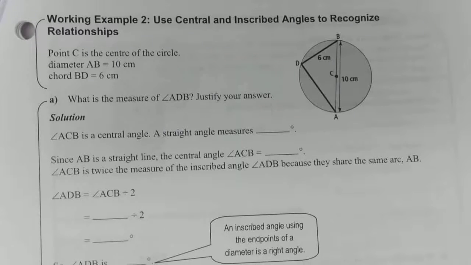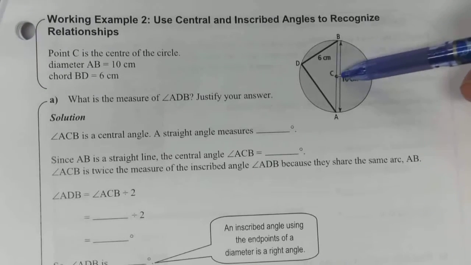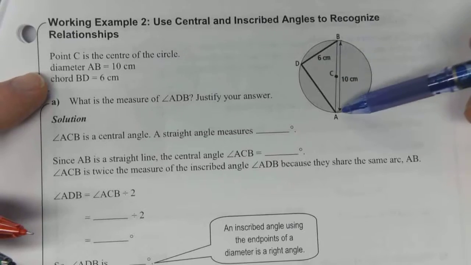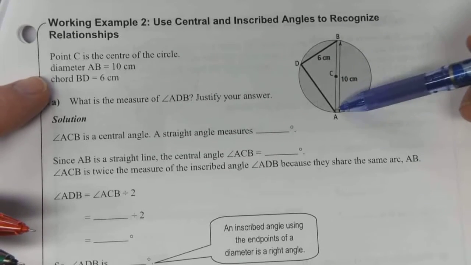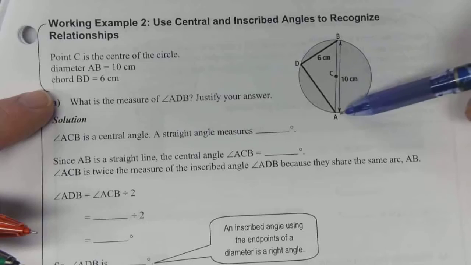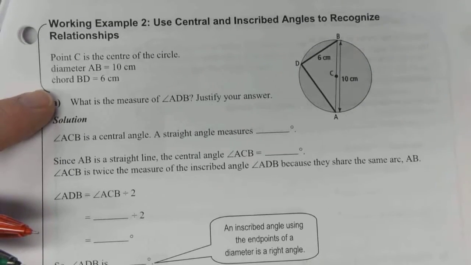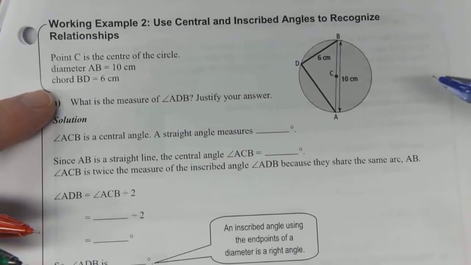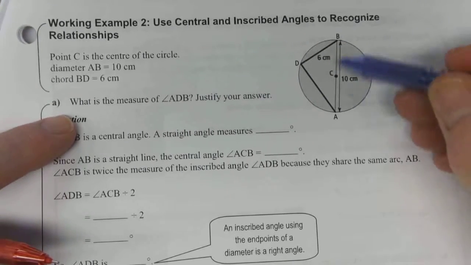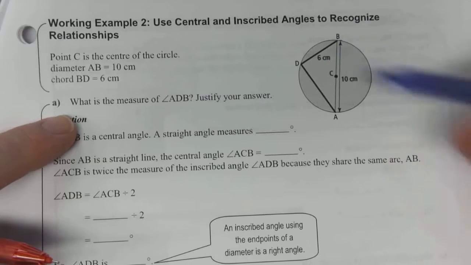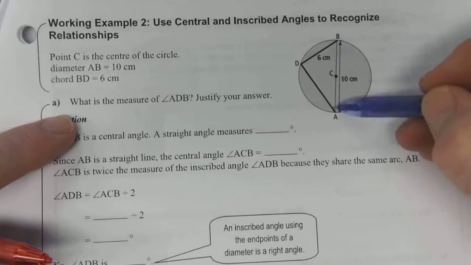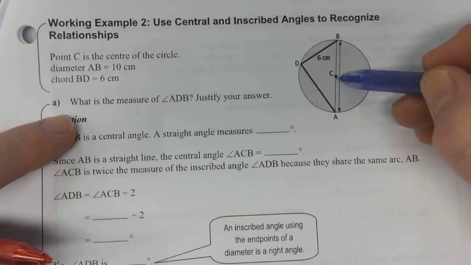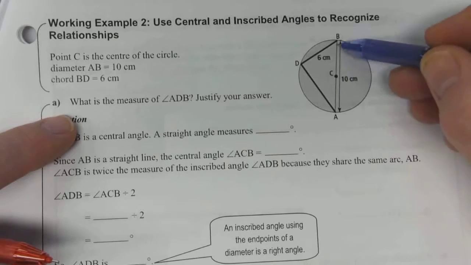Example number 2, use central and inscribed angles to recognize relationships. Point C is the center of our circle, and AB is the diameter, and that diameter is 10 centimeters. We have a chord BD, which is 6 centimeters. We're trying to figure out the measure of ADB. Now, if this is a diameter, then this is a radius here, and this is also a radius.